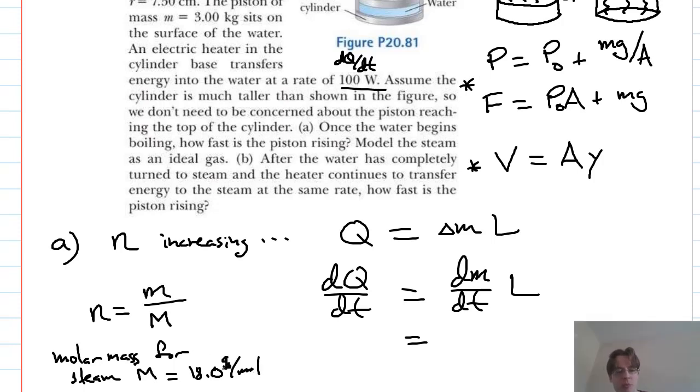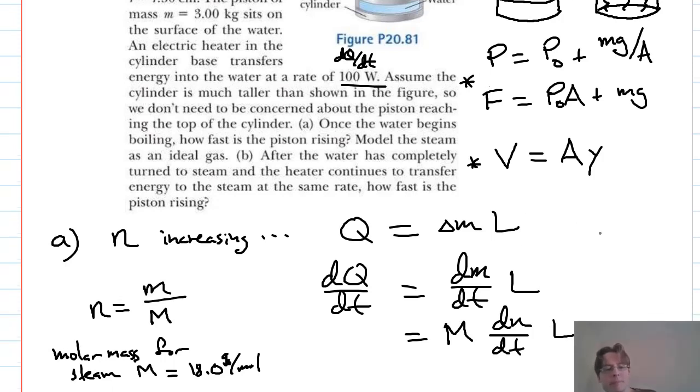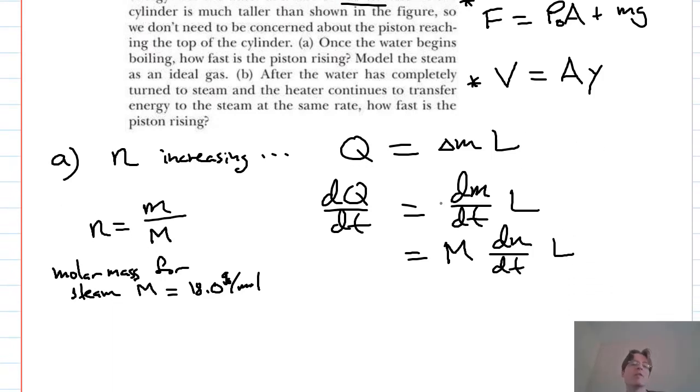18 grams per mole. Okay, so I can use that to, instead of having dm dt, write it in terms of dn dt, the number of moles per second. So this is just the grams per mole multiplied by the number of moles per second times L. Now we're on our way. Now I know how many moles of steam are being produced per second, and I can relate that, because of the ideal gas law, to how fast it's rising.